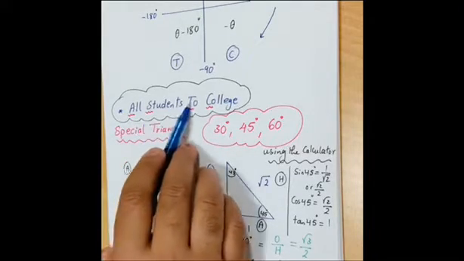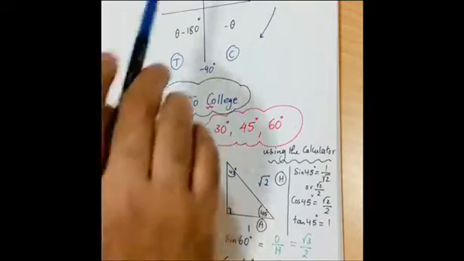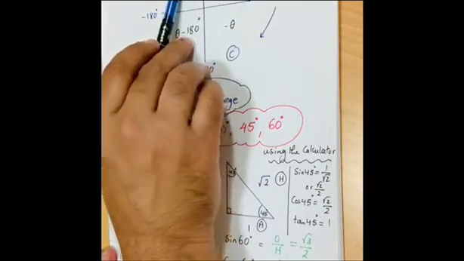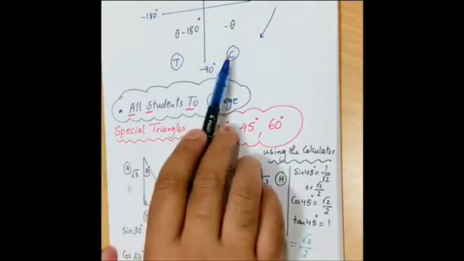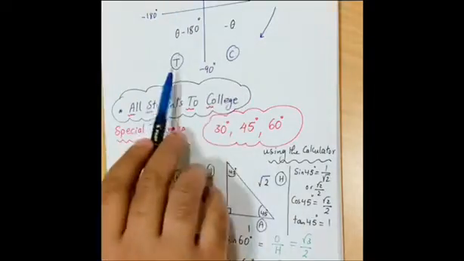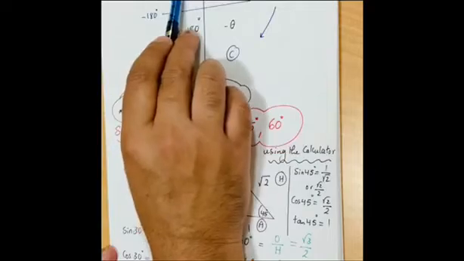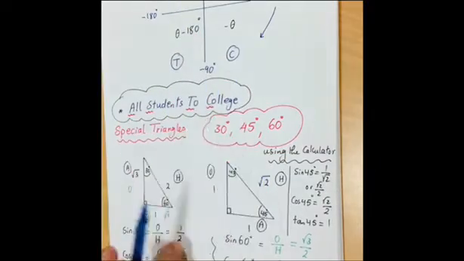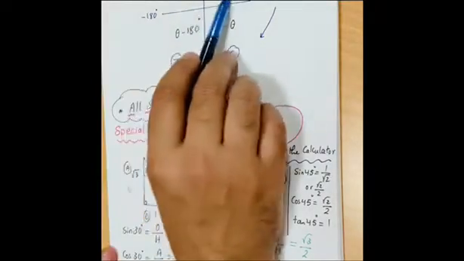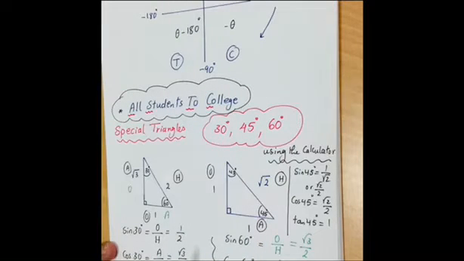All students to college. All silly Tom's cat. All students to college. Expressions as you have now, this is for the negative range.